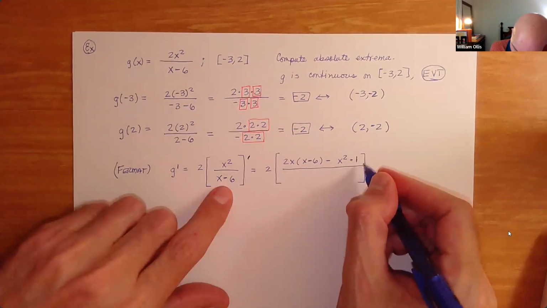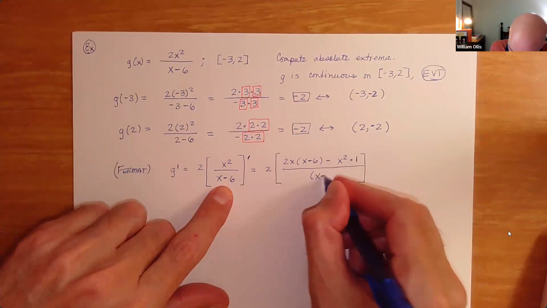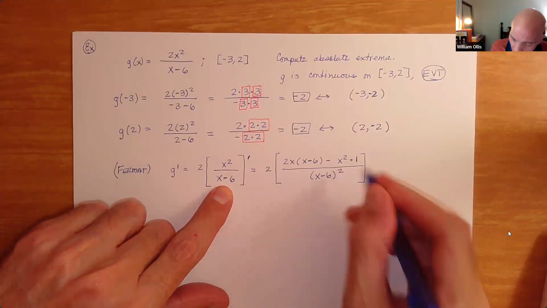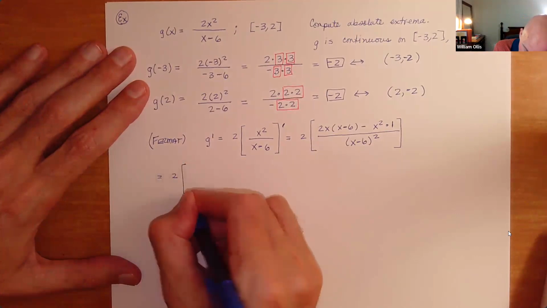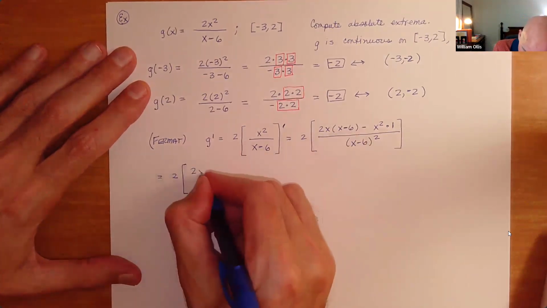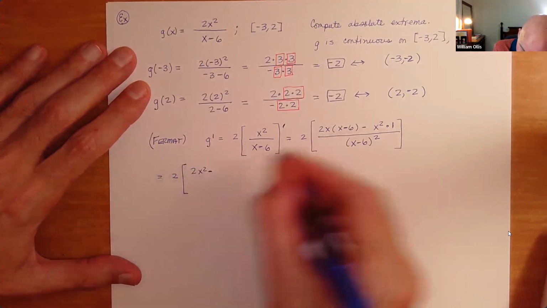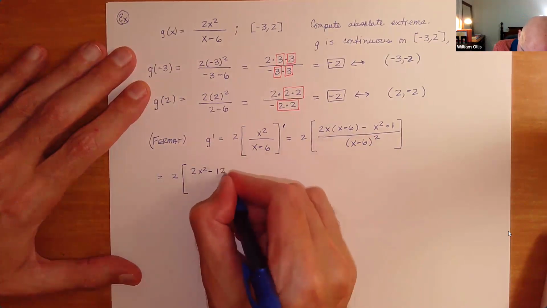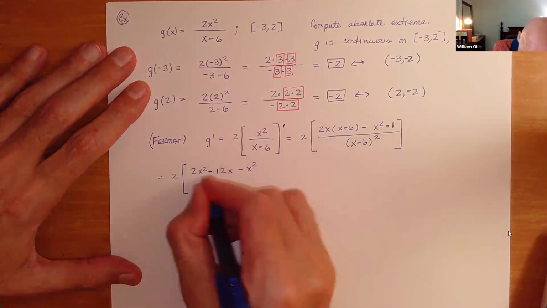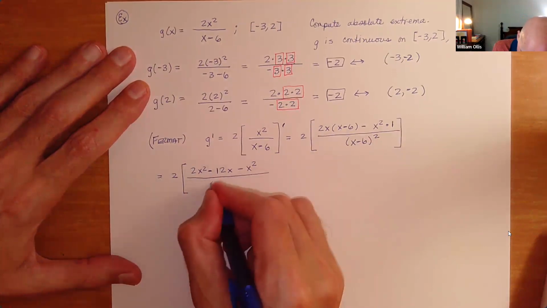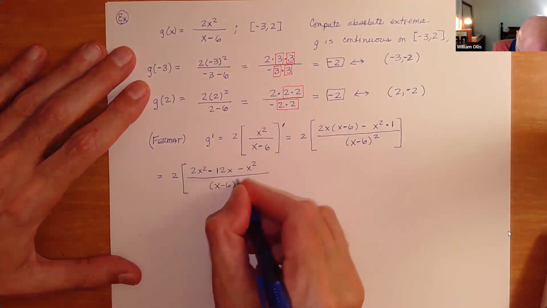And then downstairs, of course, we have x minus 6 that we squared. Okay, so we have 2, and then multiplying, we get 2x squared minus 12x. Then we have minus an x squared. And then, of course, x minus 6 quantity squared. Very simple.